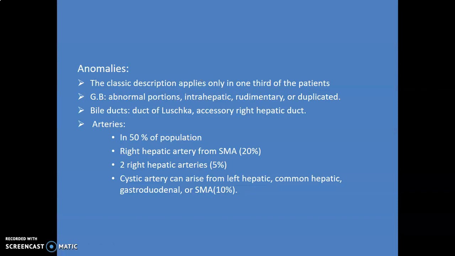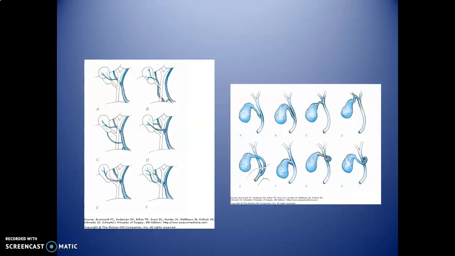There are various anomalies that may exist, like a normal gallbladder, a rudimentary gallbladder, or a duplicated gallbladder, or you can have an accessory duct, or ducts coming from different sources. The right hepatic artery, instead of coming from the hepatic artery, can come from the superior mesenteric artery, or you can have two right hepatic arteries, or the cystic artery can come from the left hepatic, the common hepatic or the gastroduodenal artery instead of the right hepatic. So those are variants that may occur.